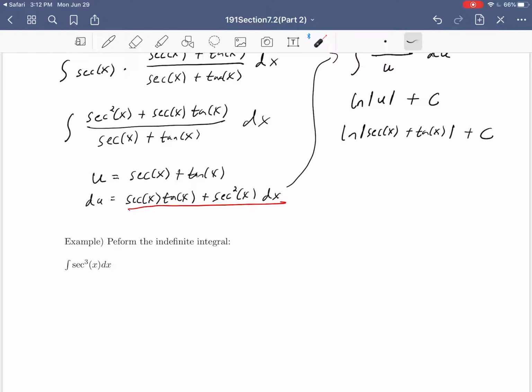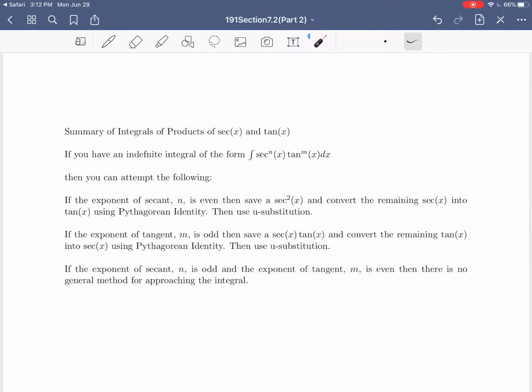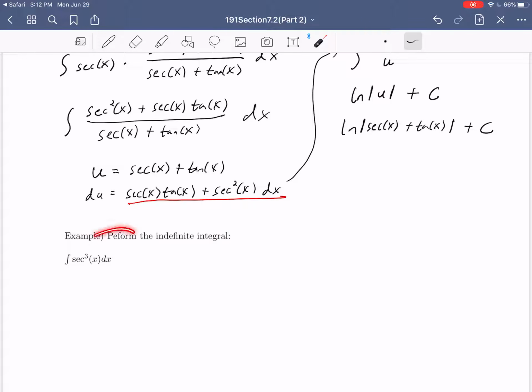All right. In a similar fashion, we're going to look at this example here, the integral of secant cubed. This is another famous one because unfortunately, again, it falls into this category here: power of secant is odd, power of tangent is non-existent, 0, which is even. So there's no general way to do it, but we have to come up with a manual approach. We're just going to play around with it.